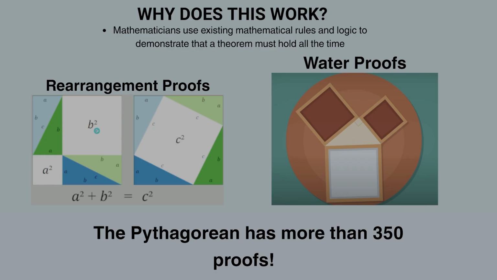First we have the rearrangement proof. You have two squares here that are equal in area, and you can see there's B squared. How many triangles do we have? 1, 2, 3, 4. And the other has 1, 2, 3, 4 as well. They both have four triangles. And look at the right one.